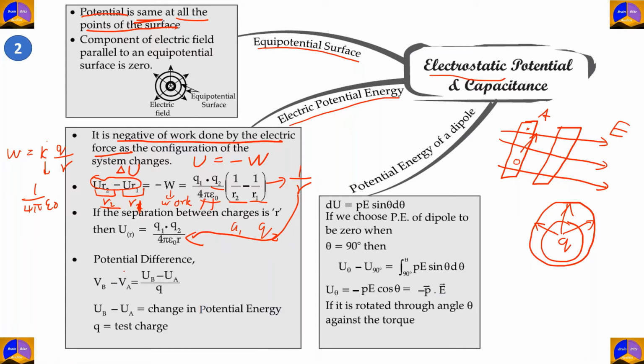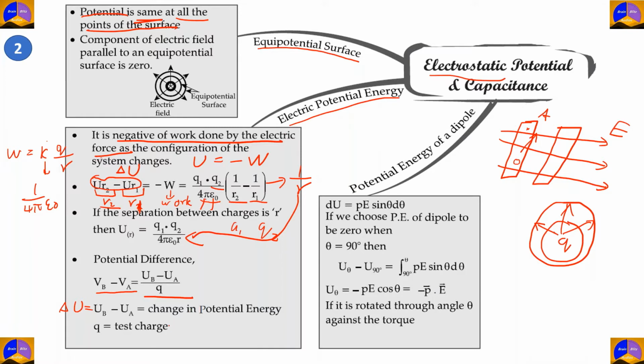Another way of calculating potential difference is to use the electric potential energy. So the formula given here is VB minus VA is equal to UB minus UA divided by Q. UB minus UA, also represented as delta U, is the change in potential energy. And Q is the test charge which is used to find out electric potential energy.